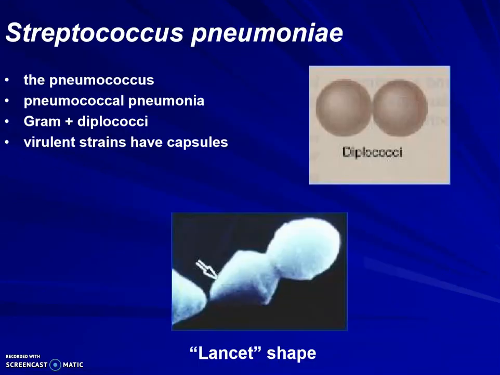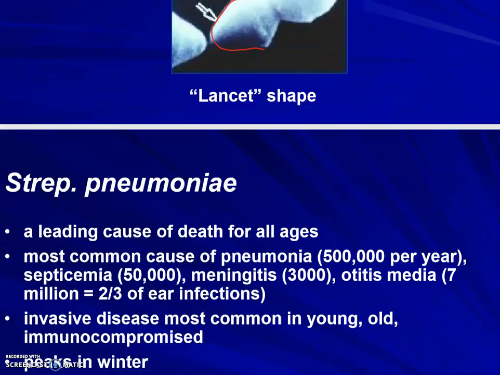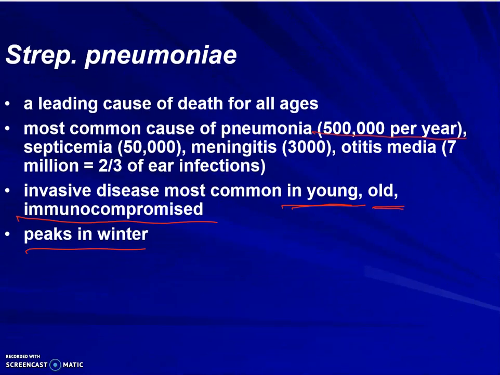Our next pathogen is Streptococcus pneumoniae, often referred to as the pneumococcus. It causes pneumococcal pneumonia. It's a gram-positive diplococcus, so you have here the two cocci together, so a diplococcus or diplococci in the plural. The virulent strains, the ones that cause most of the problems, they have capsules, and a lot of times it's not particularly round, but you have this lancet shape in this particular diplococcus.